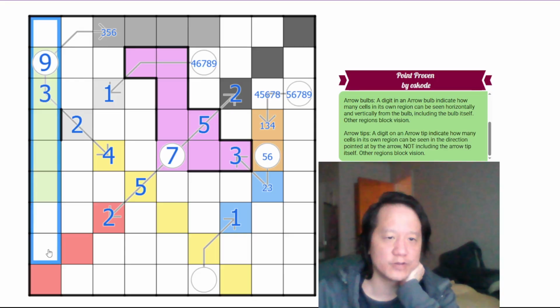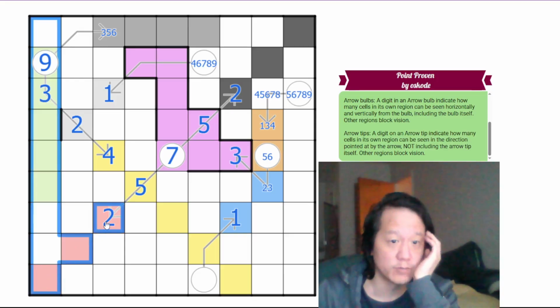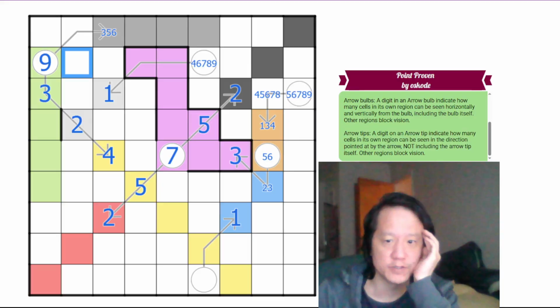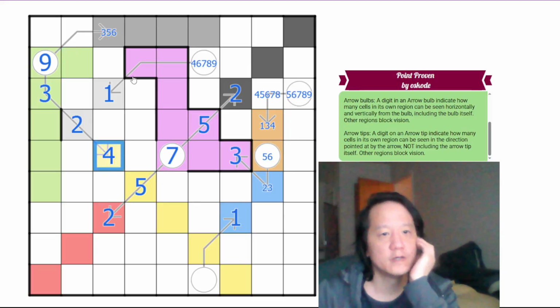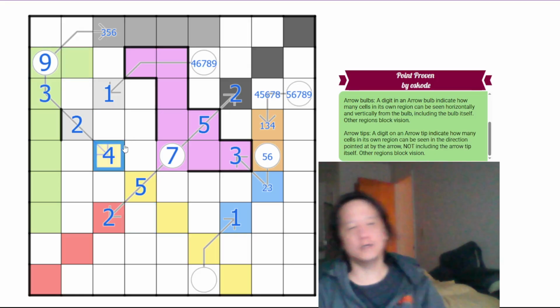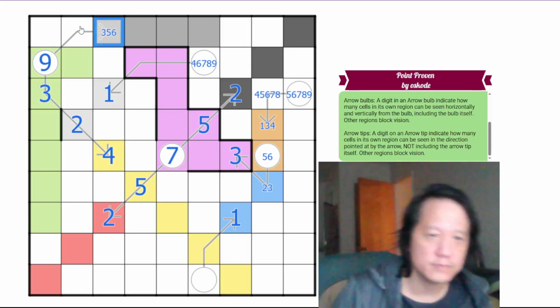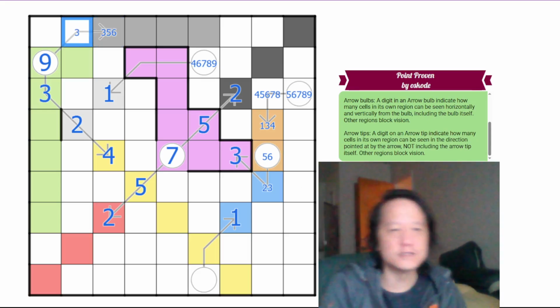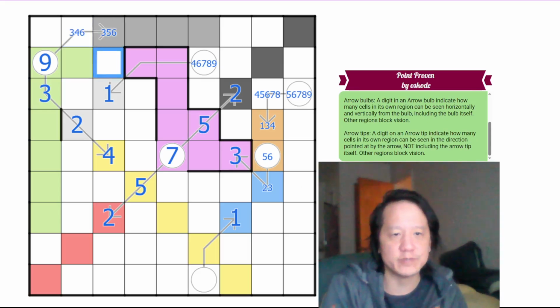It cannot be the full 9 here because the red would be part of its region. So it has to be at least 8 and then 1 this way. It could be 1, 2, 3, 4, 5, 6, 7, 8, 9. But this one has to be green also. This adds up to 9. It's 3, 6, and 4 as possibilities.